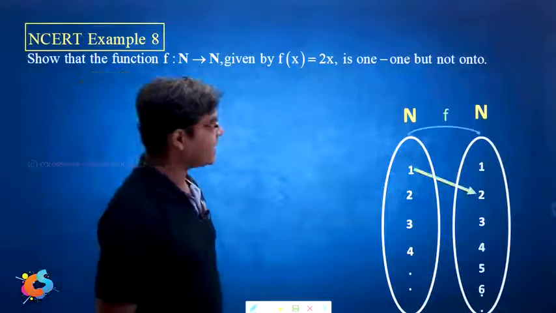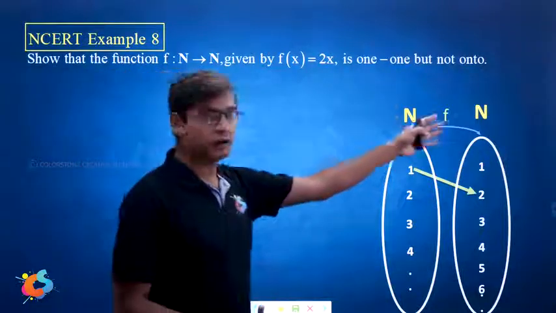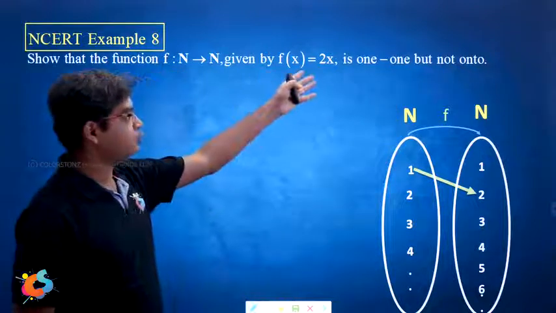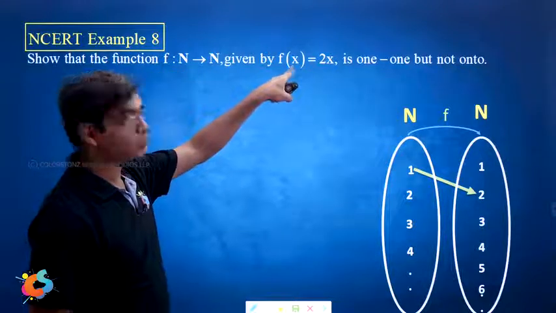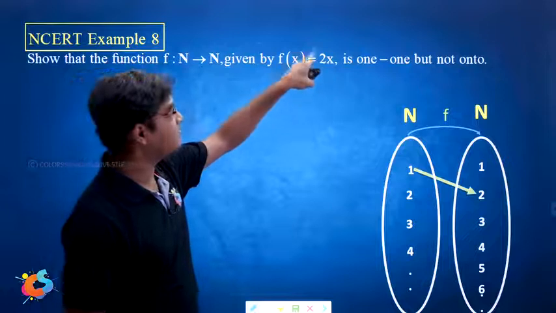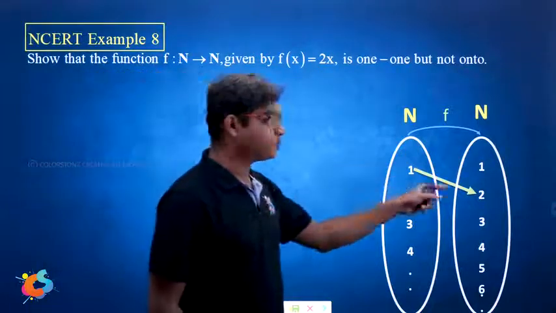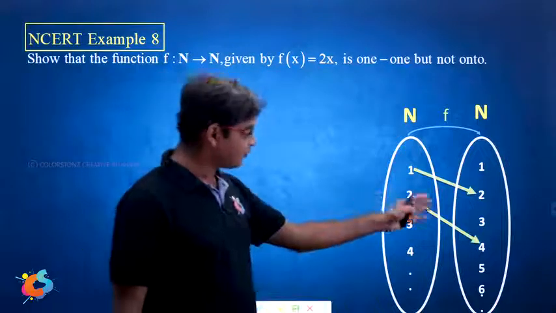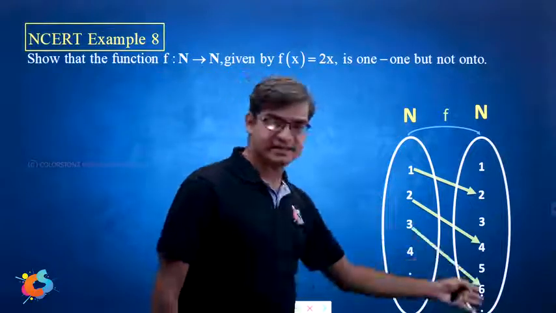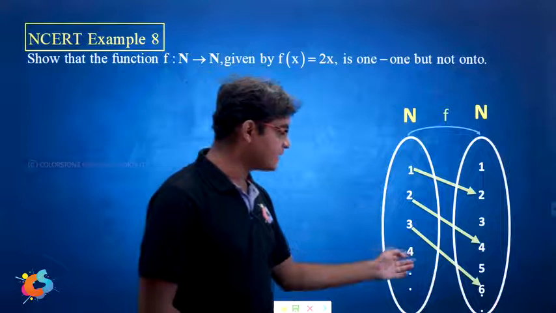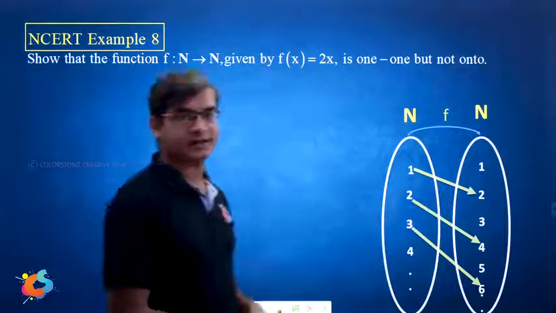Okay, so here we have a function f which is mapping from N to N and f of x is equal to 2x. So if there is an input x, it will double it and that will be equal to the output value. So if 1 is the input, 2 is the output. If 2 is the input, 4 is the output. If 3 is the input, 6 is the output and so on. 4 is the input, 8 is the output and so on like that.